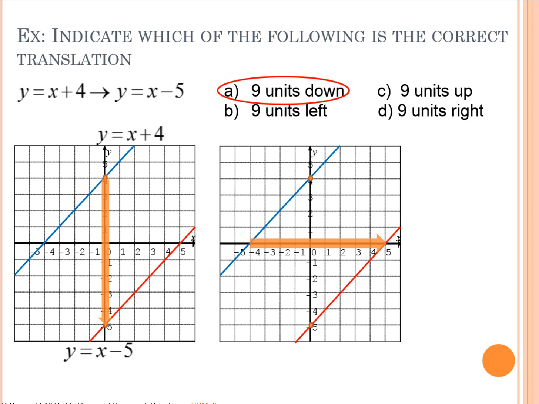So for this question, there's actually two answers. If you have your blue graph and your red graph, the blue graph could move 9 units down and still get the red graph, or you could take your blue graph and move it 9 units to the right and still get the same corresponding red graph. So when you go from y equals x plus 4 to y equals x minus 5, simply you're moving 9 units down or 9 units to the right.